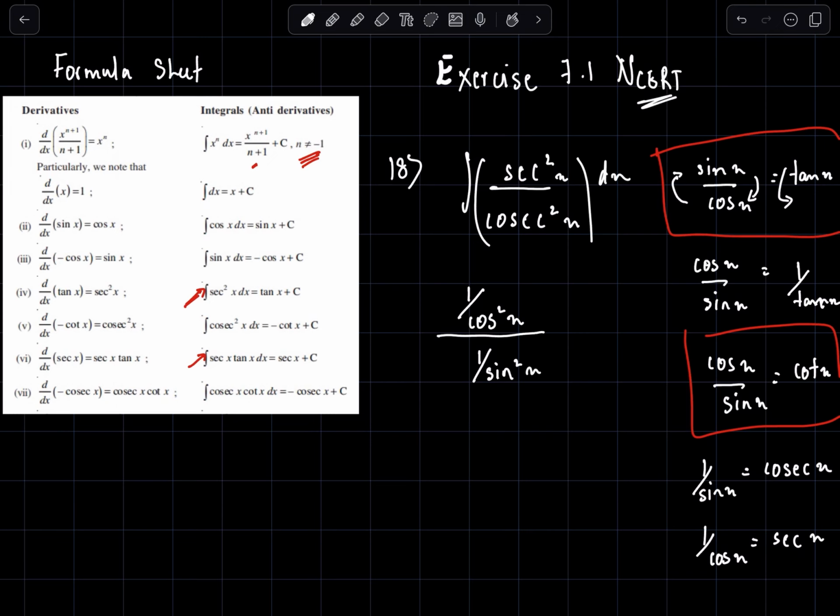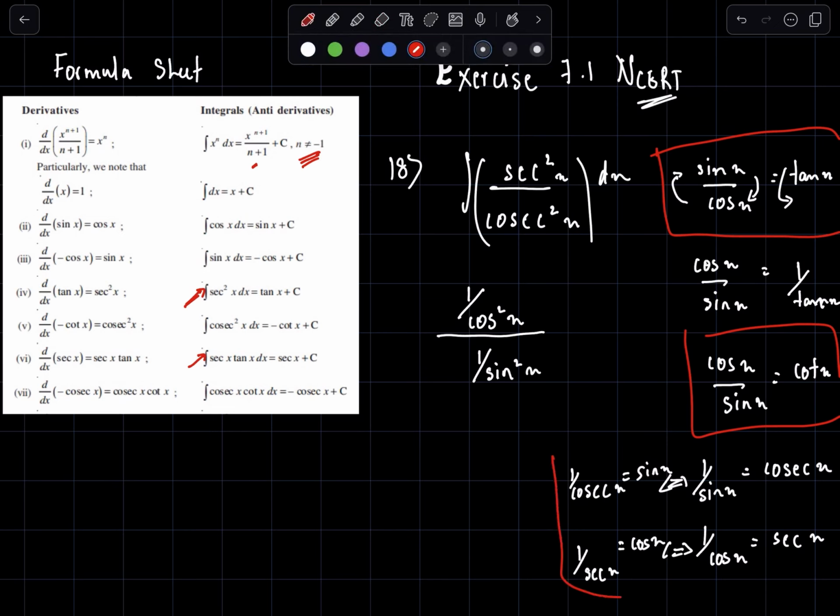Similarly, if you take the inverse of cosecant, 1 over cosecant x is equal to sine x, and 1 over secant x is equal to cos x. I want you to always keep this in mind. These are very important trigonometric identities.